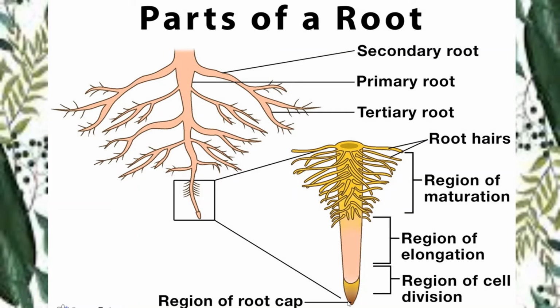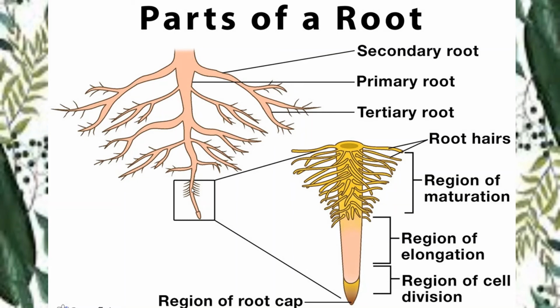Okay, this is the region of root cap and this is the region of division. See, this is the root cap. This is the region of division. Then comes the region of elongation, and then the maturation occurs. And in the region of maturation, the root hair grows.